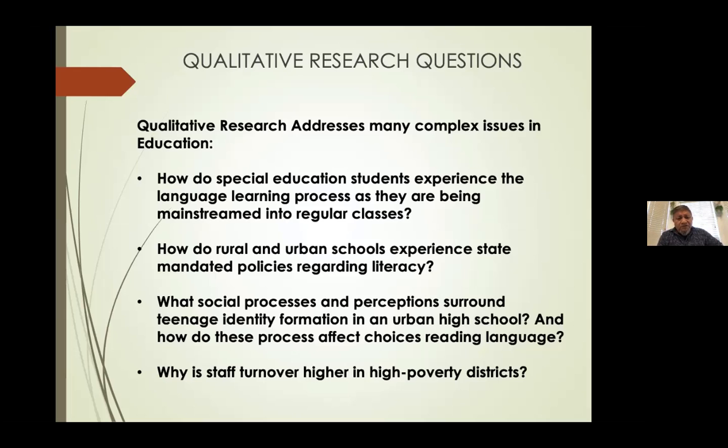So then the other question is, what social processes and perceptions surround teenage identity formation in an urban high school, and how do these processes affect choices regarding language? So the choices regarding language and how that affects the teenagers, right? The what question is also a question that is more feasible for qualitative research analysis, meaning that we collect qualitative data, use qualitative methods for this purpose.